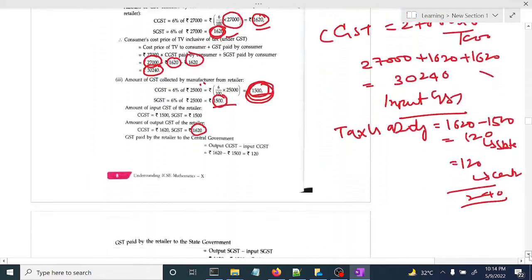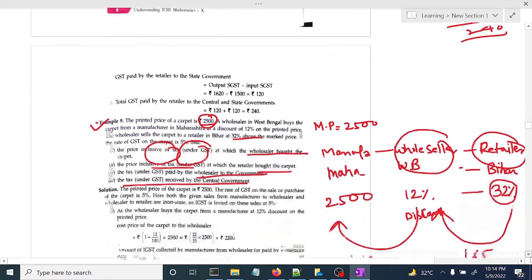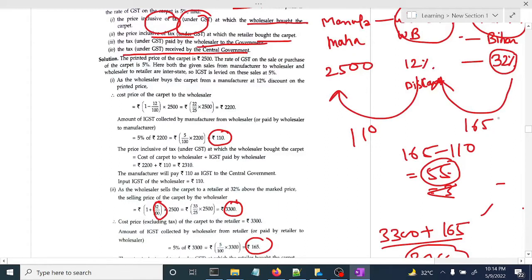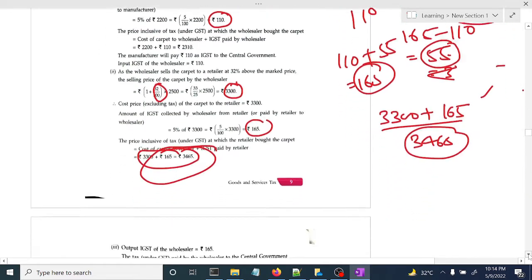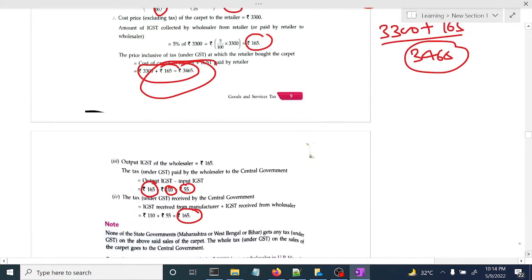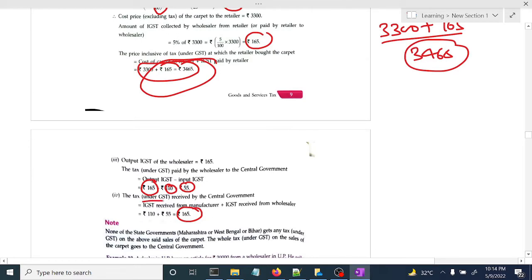Or you can say, 110 is the input plus 55, the tax liability. So 165 is the total tax. So total tax being paid to government is 165. If you see here, tax under GST central government: IGST received from manufacturer, IGST received from wholesaler.